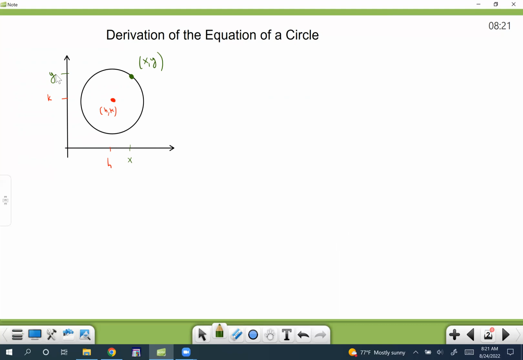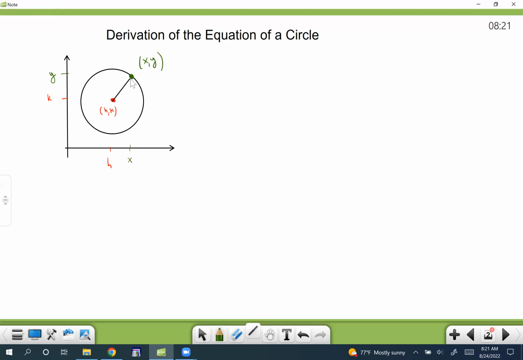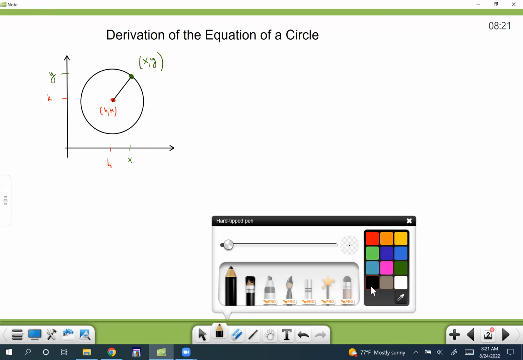Now, we know that any of these (x, y)'s, I picked this particular point, but I could have picked this (x, y), right? I could have picked this (x, y). Any of these (x, y)'s are always going to be r away from the center. So I'm going to go ahead and draw a segment that we'll label as r. All right, so let me go ahead and put an r in here, you guys. All right.